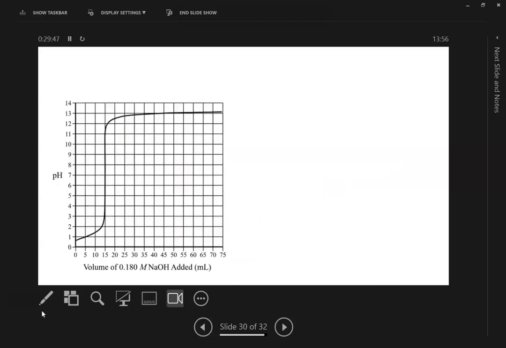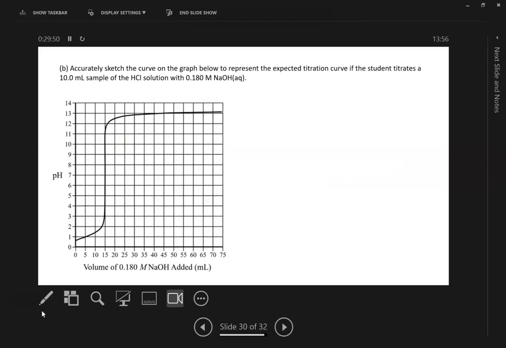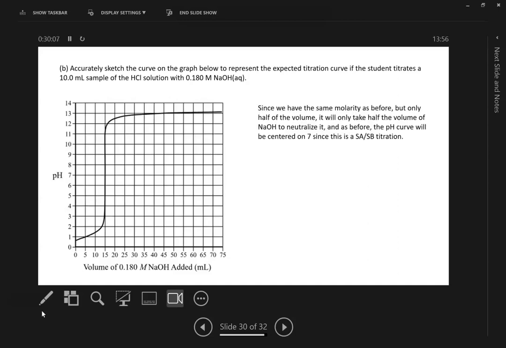Okay. Now, the last part of this question says we want to sketch the curve on the graph below to represent the expected titration if the student titrates a 10 milliliter sample of the HCl solution with 0.18 molar NaOH. Okay. Now, here we have the same molarity as before, but instead of 20 milliliters of HCl, I only have 10. So because I have half of the volume, it's only going to take half of the volume of NaOH to neutralize it, because we're working in moles.